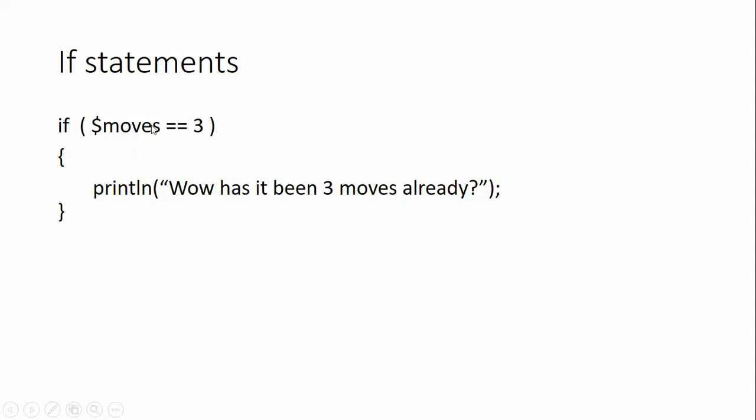This is a very, very primitive language. It doesn't even support and or. So you can't say if moves is greater than 3 and less than 5, do this. There are ways to do that by putting if statements inside of other if statements. So again, very simple language. It does not even support and or.